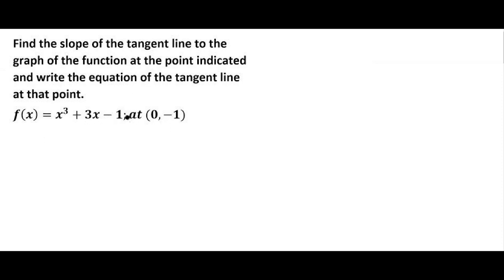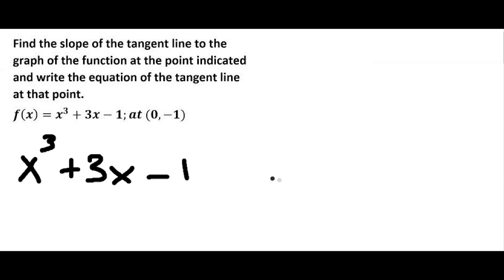We have this c value, we have this b value, we have this a value, but this a value is cubed instead of squared. So for simplicity's sake, I'm going to rewrite this down here. We have x cubed plus 3x minus 1. Now, we're going to want to solve this at (0, -1). So, 0 is going to be the x value because it's on the left. We know that. -1 is going to be the y value.